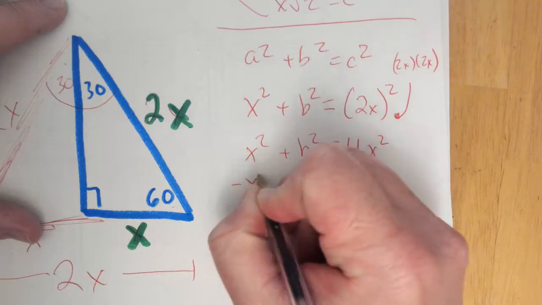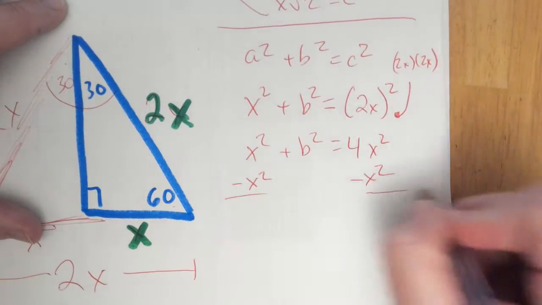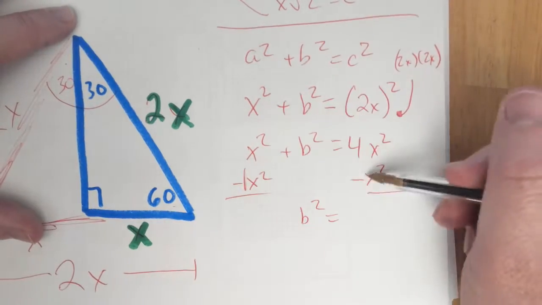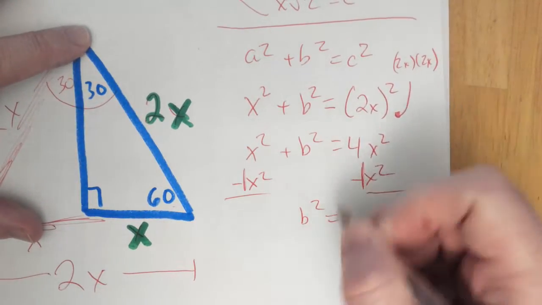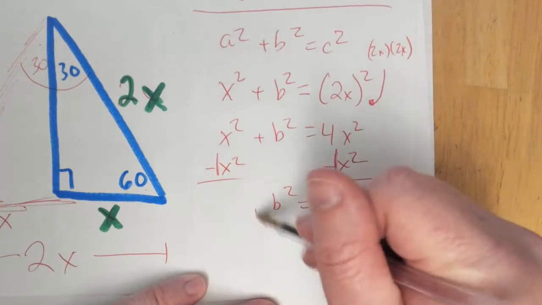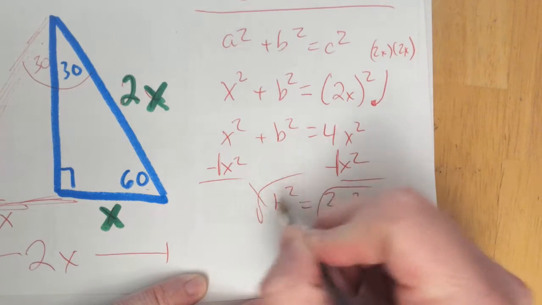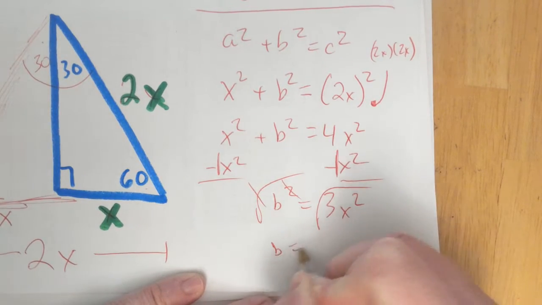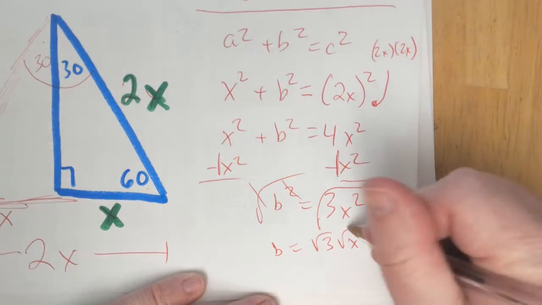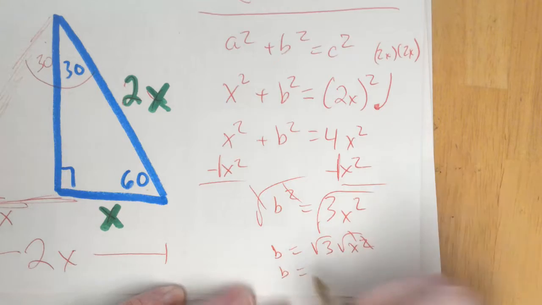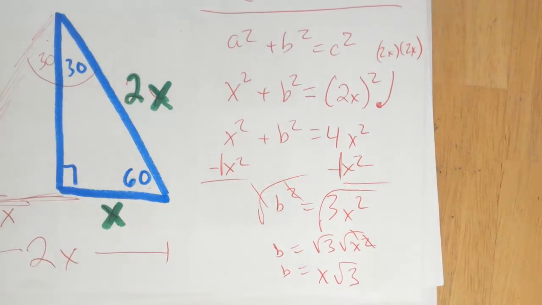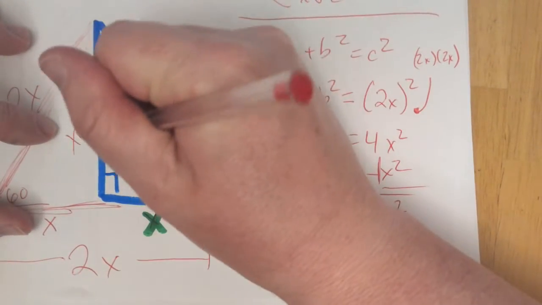Okay, we're going to subtract x squared from both sides. And this right here, this is b squared equals, now there's an invisible 1 right here, right? So 4 minus 1 is 3x squared. And then we're going to square root both sides to get this by itself. The square root and the square cross out. We have b equals the square root of 3 times the square root of x squared. The square root and the square cross out, and we're left with b equals x radical 3. So this missing thing right here is x radical 3.